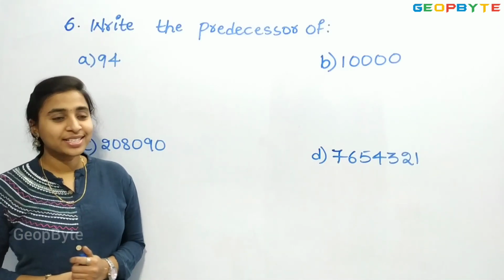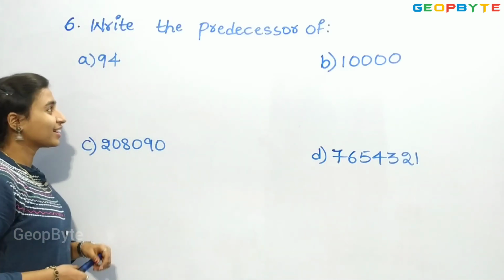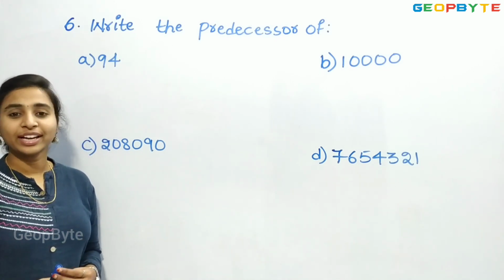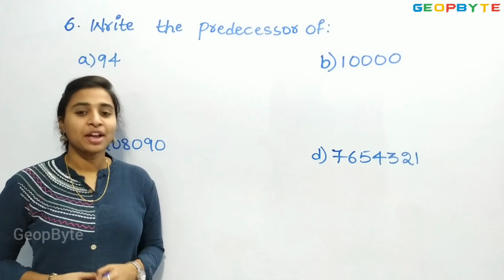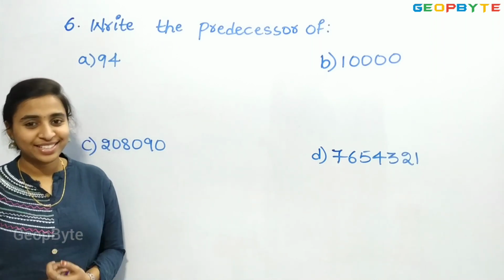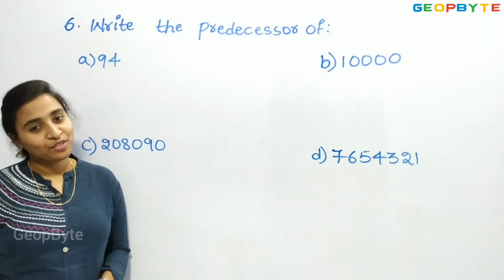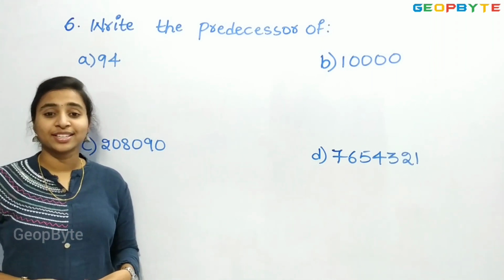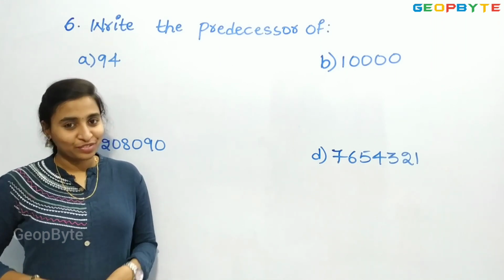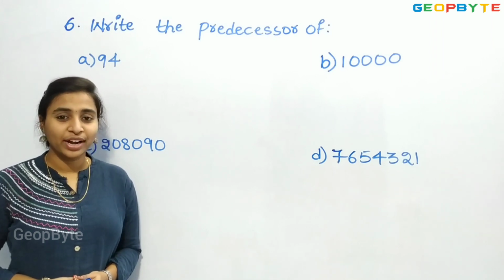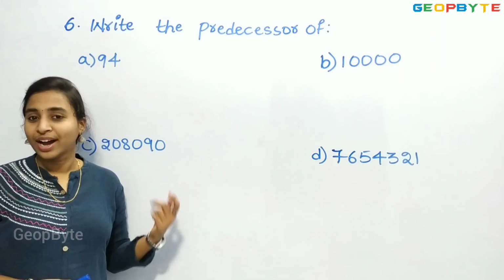Now, let us see 6th question. Write the predecessor of. Below we are given 4 numbers. We need to find out the predecessors of these numbers. Let us see one by one. First, to find out the predecessor, we need to subtract 1 from the given number. That is the way to find out the predecessor of a number.